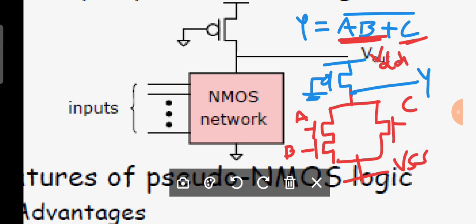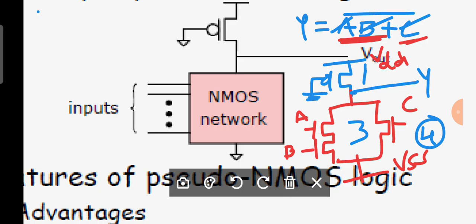Now you can observe, how many inputs are there? A, B, C. That means how many transistors are there? 3 plus 1. That means 4 transistors are there. I hope you are clear. In this way you can design any Boolean expression using pseudo NMOS.